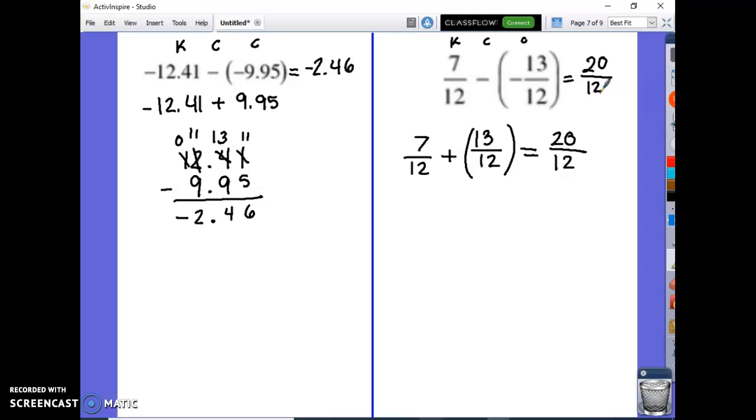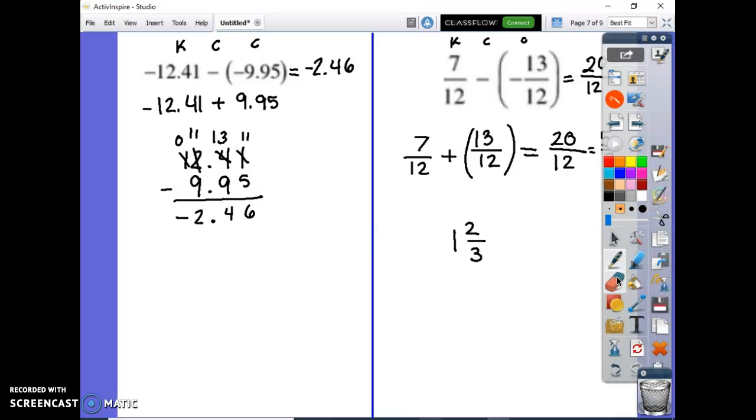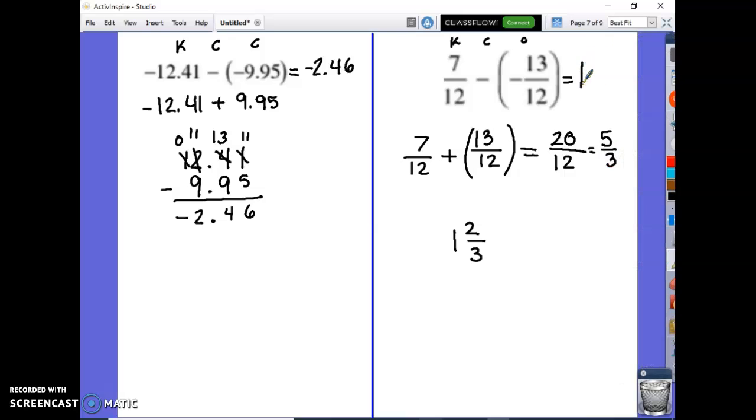20/12. Ooh, I forgot a step though. We can reduce this. Divide by 4, yep, 5/3, wow. And how many times does 3 go into 5? Once, with a remainder of 2/3. Okay, so I'm going to erase my answer because my final answer is not 20/12. My final answer is 1 2/3.